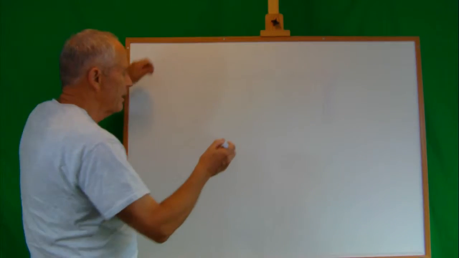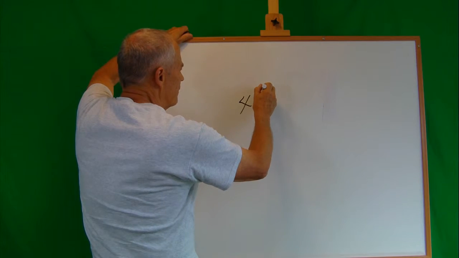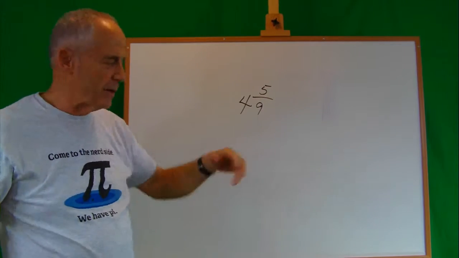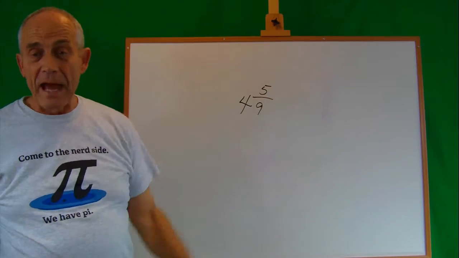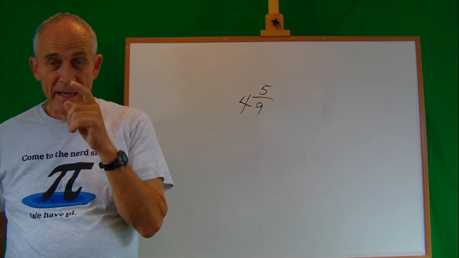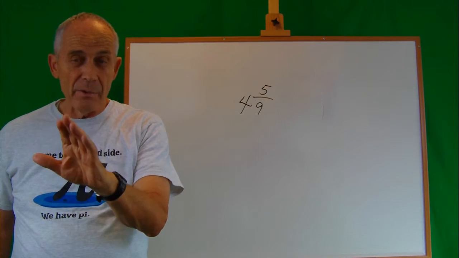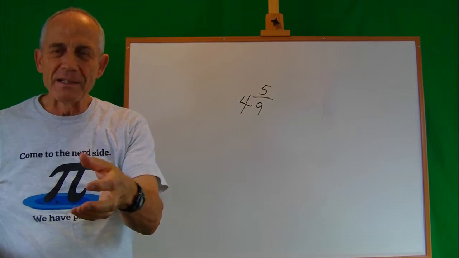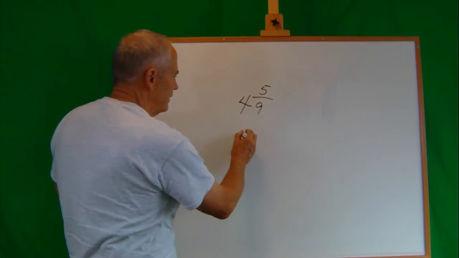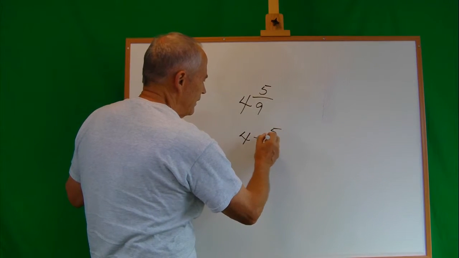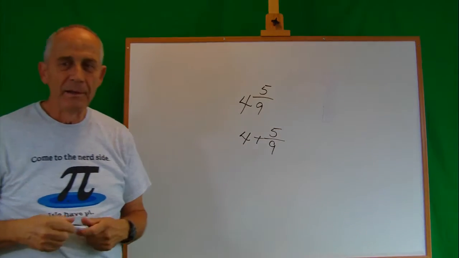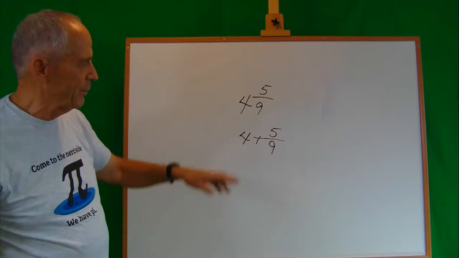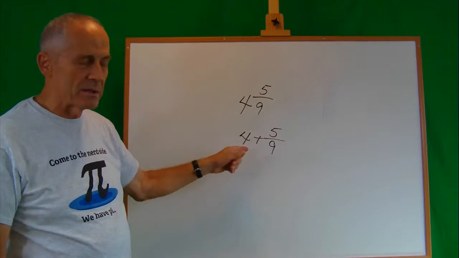For example, if I have 4 and 5 ninths, what I'm mixing together is the whole number, 4, and the fraction part, 5 ninths. And if you think about it, when I say that word and, it means I've got 4 plus I've got 5 ninths more. So I could actually write this 4 plus 5 ninths. But that would be a little extra work, and we're always trying to find shortcuts, so we don't do that. We just write 4 and 5 ninths. But this is what it means.